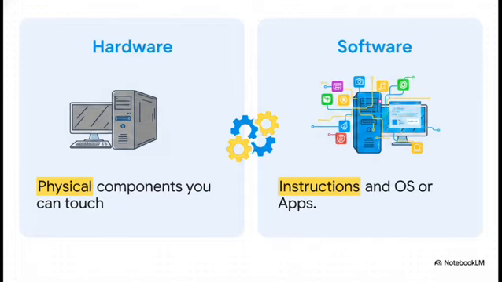You've got system software like your Windows or Linux operating system acting as the core manager. And then you have application software like Microsoft Word, Excel, or the web browser you're using right now. Those are the specific tools you use to actually get work done. So hardware and software really have to work together in perfect harmony.